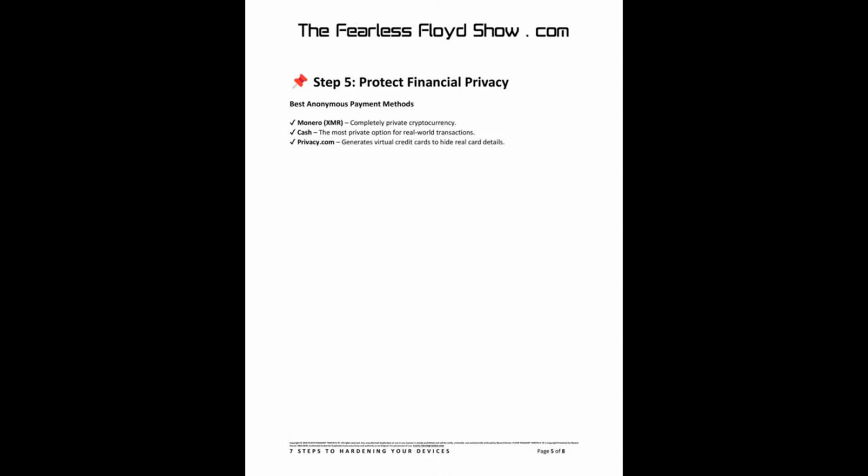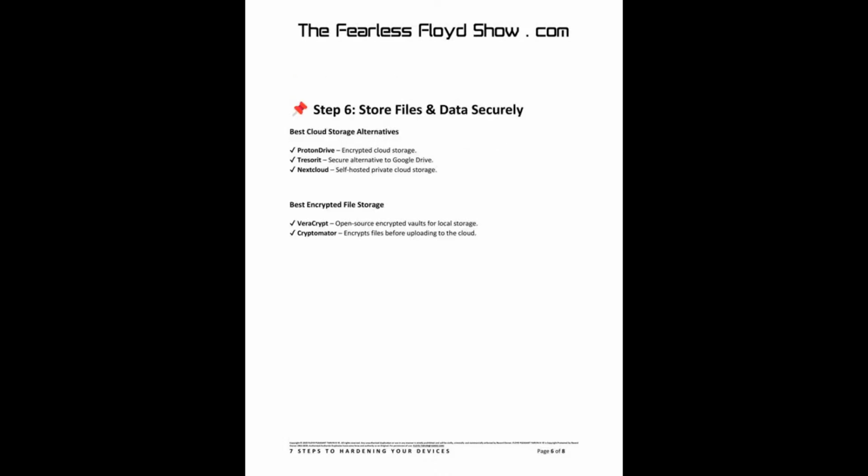Privacy.com, generates virtual credit cards to hide real card details. Step 6, store files and data securely. Best cloud storage alternatives. Proton Drive, encrypted cloud storage. Tresorit, secure alternative to Google Drive. Nextcloud, self-hosted private cloud storage.